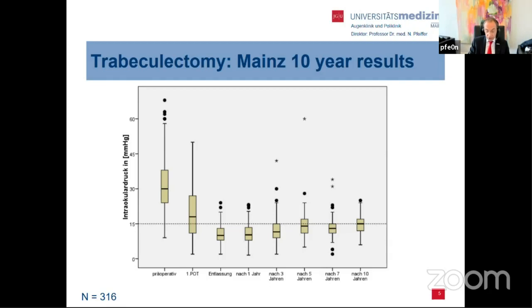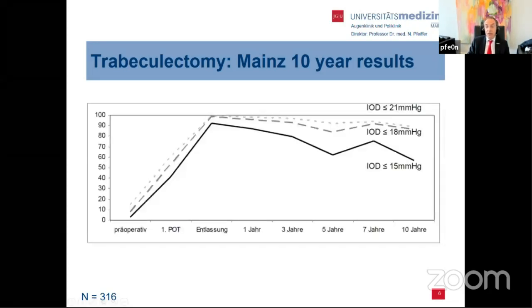And the next slide shows you the proportion of patients reaching a certain result. So as you can see, about 60% after 10 years are below or at 15 millimeters mercury. About 80% have 18, and actually 21 is about the same, a little bit higher. So is that a good result, yes or no? I think it's quite acceptable. And it's also an operation that is fairly straightforward and cheap.